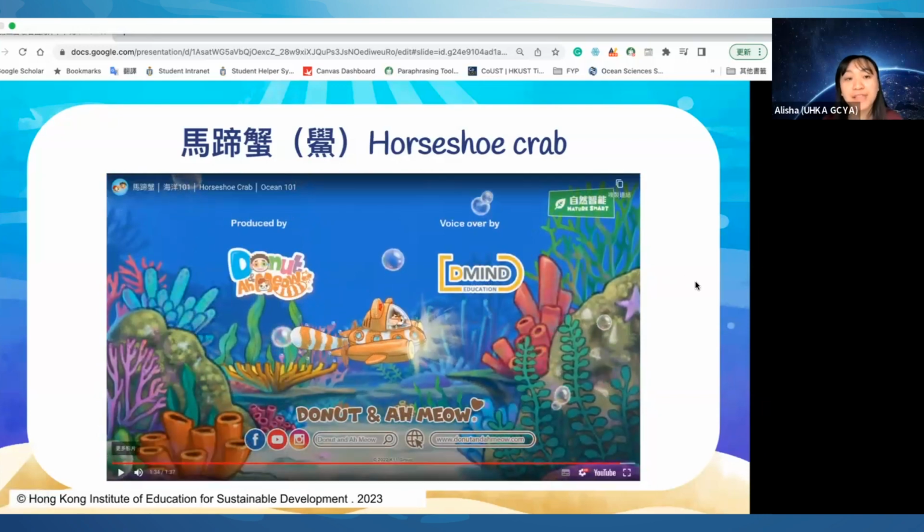So for horseshoe crabs, they usually eat some tiny animals like snails, and their living places actually have a lot of human pollution. So what we can do for horseshoe crabs is to clean out the plastic waste or the pollution made by humans.